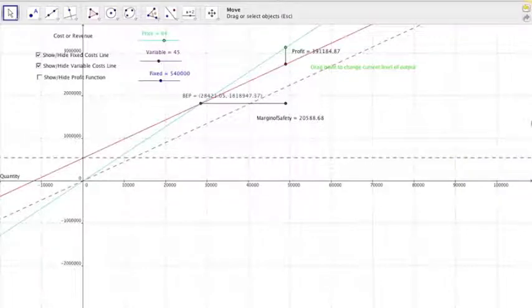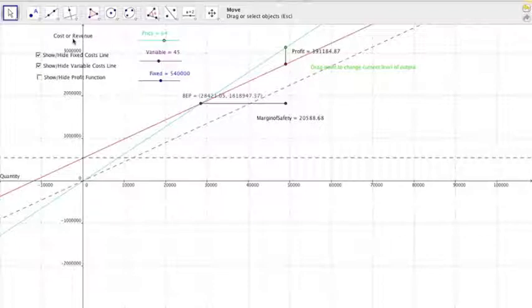Hello, today I'll be talking about a break-even graph and a break-even analysis. So let's begin with the x and the y-axis. On this graph, this is a break-even graph. The x-axis would be the quantity, while the y-axis would be the cost or the revenue.